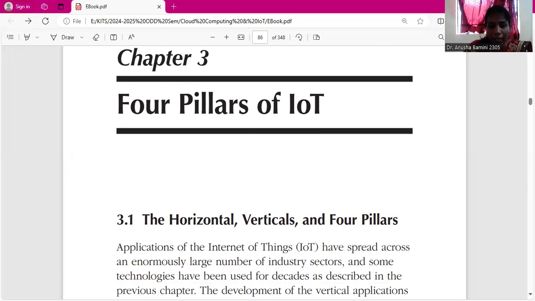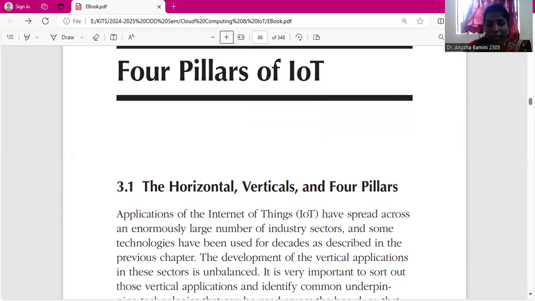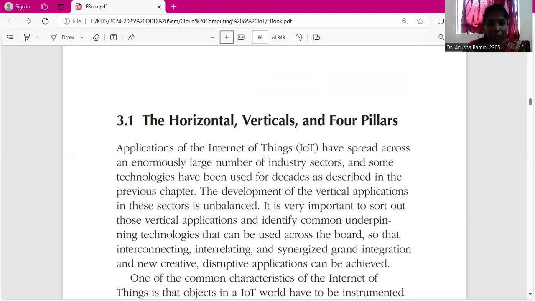In the past class, we discussed some of the applications of IoT like smart house, smart city, smart vehicles, etc. In today's digital world, the applications of IoT are spread everywhere across the world. Mostly the industry sector is highly connected with various IoT technologies. So there must be development in IoT technology, which is known as vertical application as well as horizontal application. These two applications must be balanced between the technology.